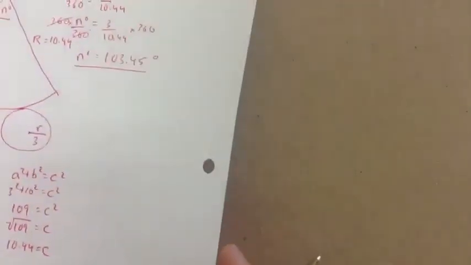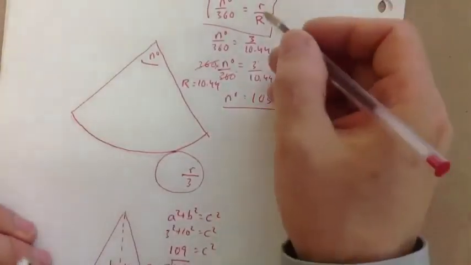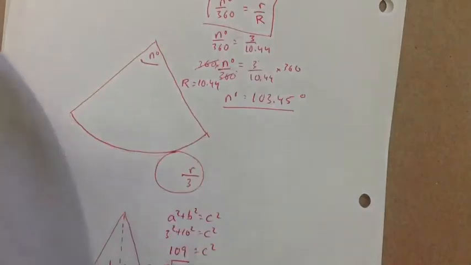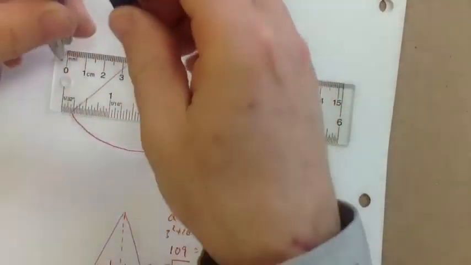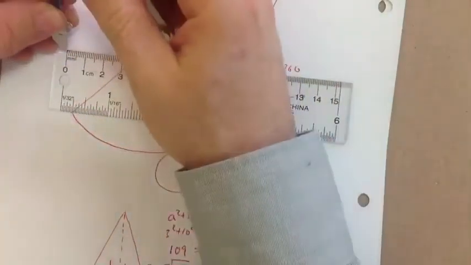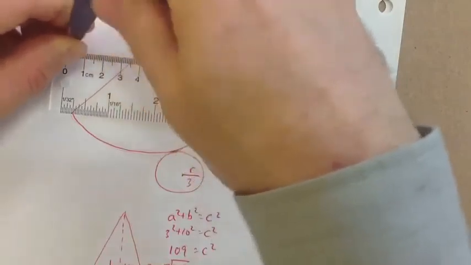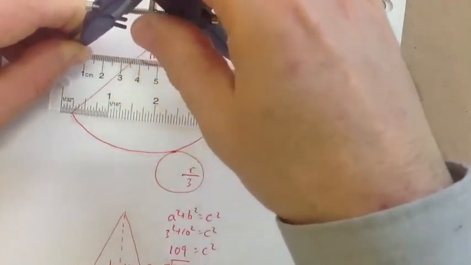So, my arc length, the radius is 10.44. So I'm going to adjust my compass to 10.44. So I put the point on my 0. There's 10, there's 10 point.